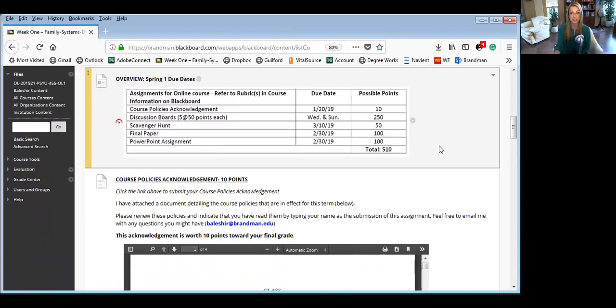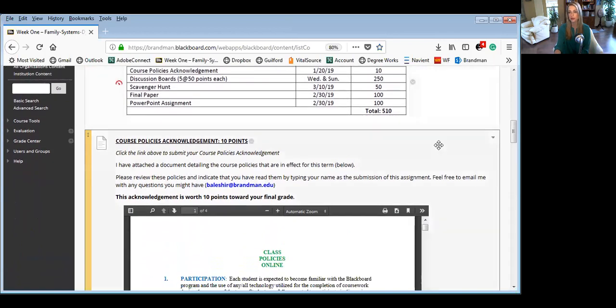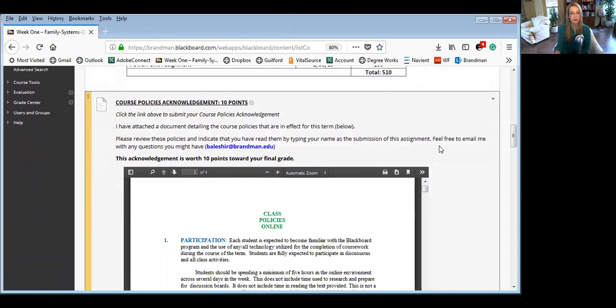There are 5 discussion board posts there, so that means that of the 8 weeks, only 5 of those weeks you'll be participating in discussion board. You have a scavenger hunt that's going to be due at the end of the term, and your final paper and your PowerPoint assignment that are all going to be due on February 30th. The total points for this class is 510 points, so you can track your points as you go along and keep track of how you're doing.